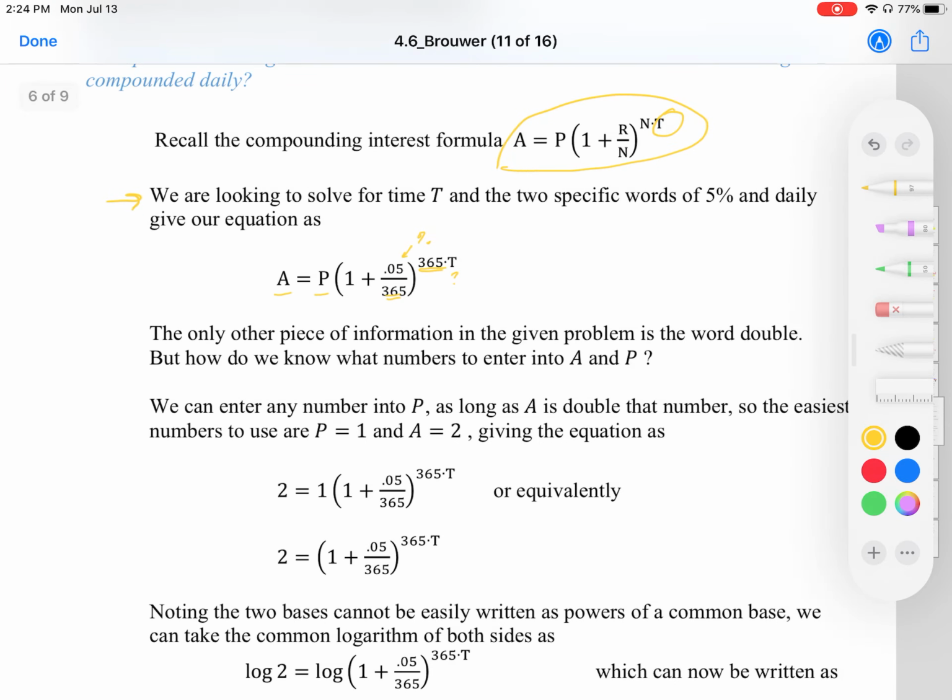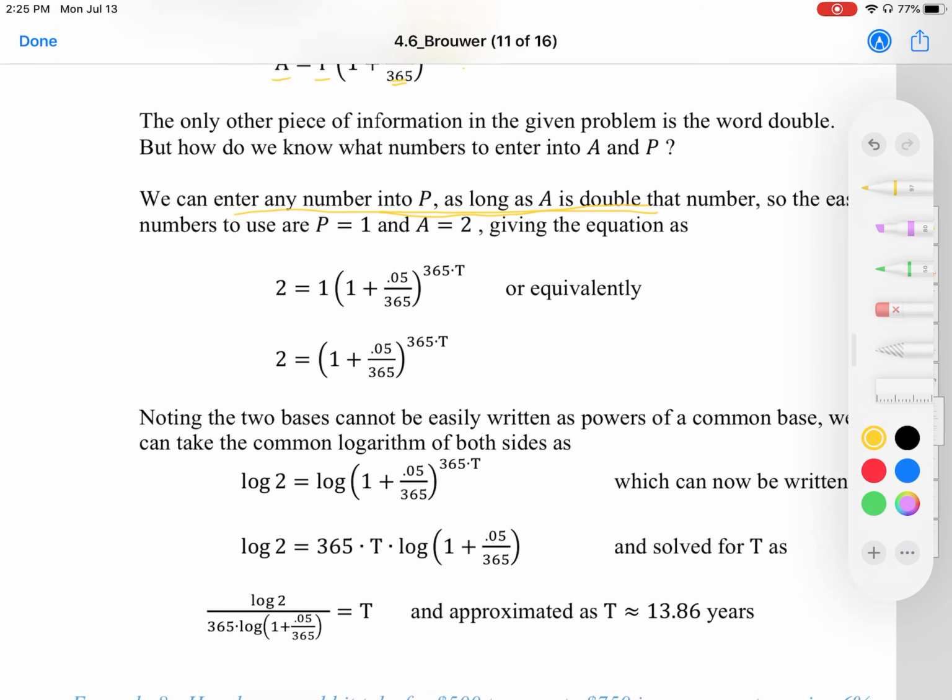The other piece of information is given by the word double. But how do you know what number to enter for A and for P? We can enter any number for P as long as A is double. So it doesn't matter as long as A is double. So the easiest numbers to use are 1 and 2. So let's go ahead and enter a 1 for P and 2 for A.